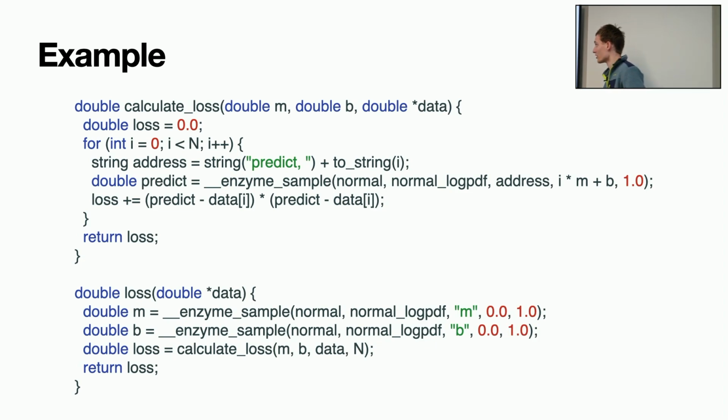Okay, here's a whole example again, which is just trying to fit a curve. And this is how you would use all those primitives. We replace our call to normal with Enzyme sample, passing the distribution, the likelihood, the address again, and the parameters for the normal function in that case. And Enzyme then generates traces for us.